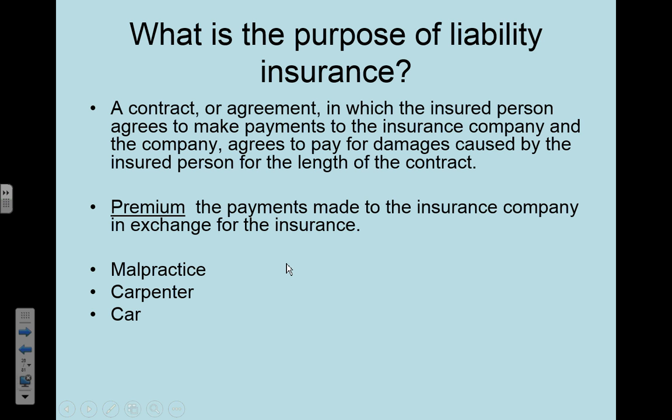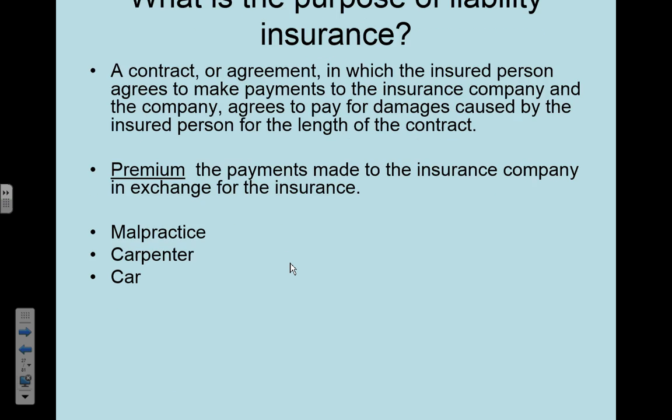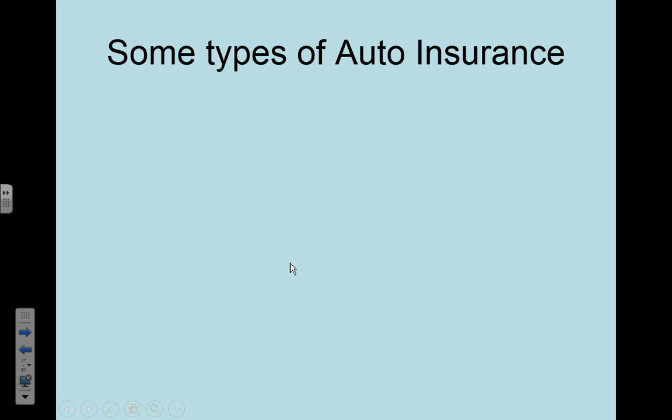That would be covered with his carpenter insurance, which is a form of liability insurance. And then we also have liability insurance with a car. So let's look at some types of auto insurance, because I think it's good for us to know these and then realize that especially liability insurance protects us from the injury or damage that we do. So let's talk about that one first. Liability insurance is one that is required by law. You have to have it.